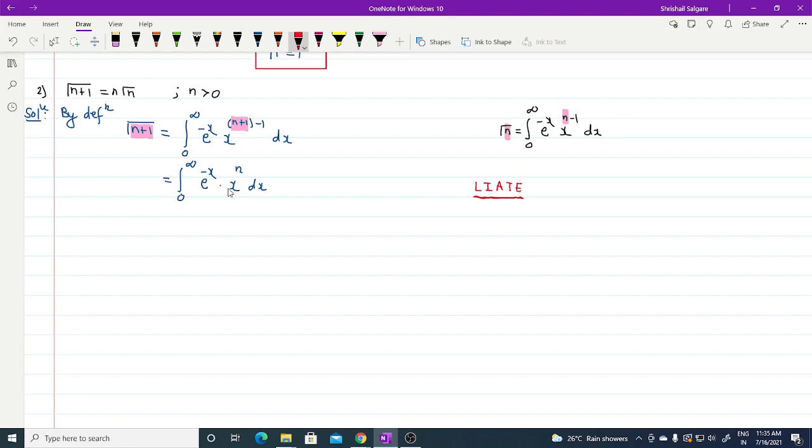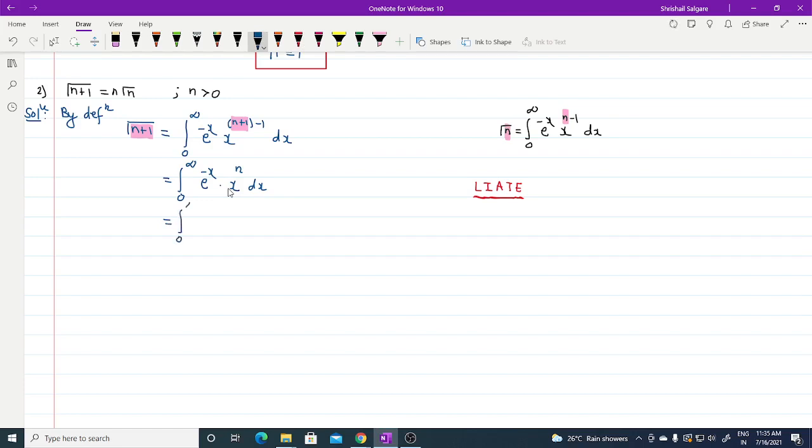What is it? Quickly. Yes, the LIATE rule you have to apply. I hope that everyone knows the meaning of LIATE. So according to that, what should be your arrangement under the sign of integral for the integrand?